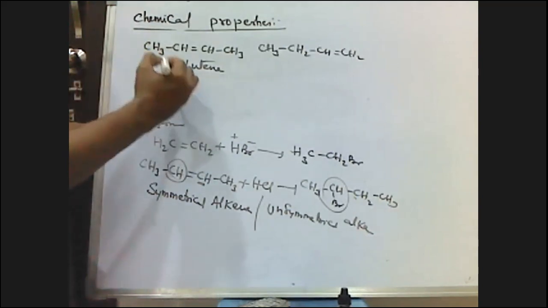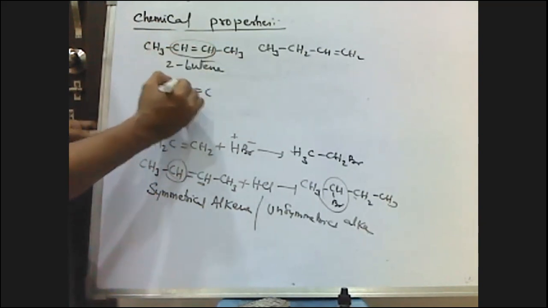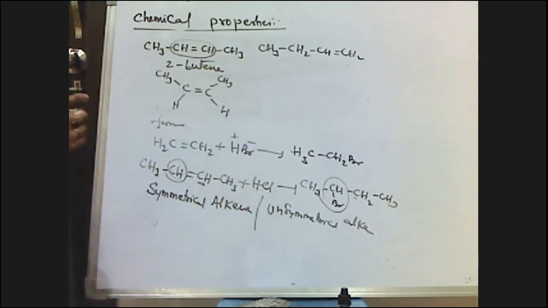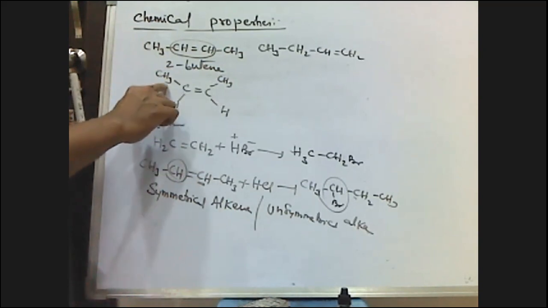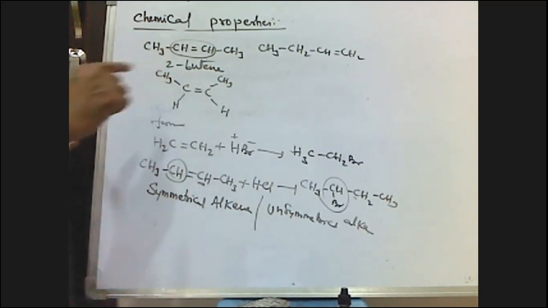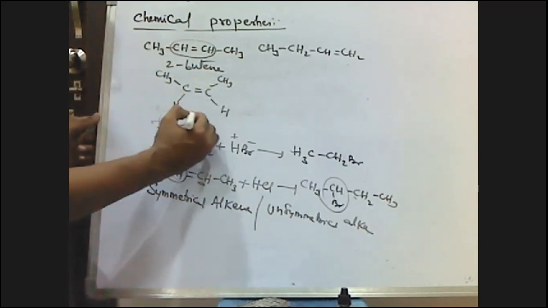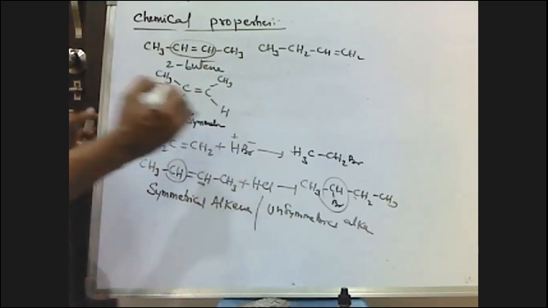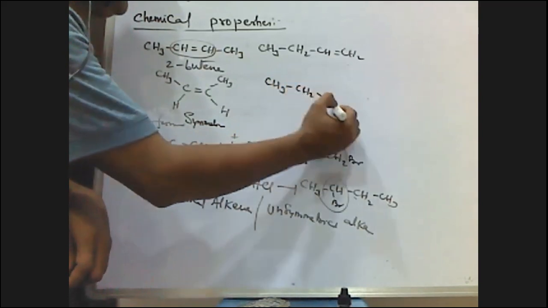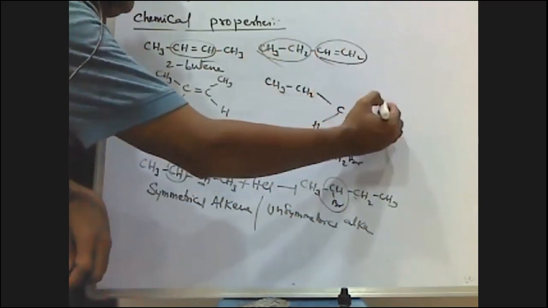Right? So here, what are the groups attached to this carbon-carbon double bond? One is hydrogen on this side, another is methyl. This side also methyl and hydrogen. Whatever groups are present, all are the same. The left-hand side has one methyl and one hydrogen. If the same types of groups are present on both sides of the carbon-carbon double bond, it is called symmetrical. If different groups are attached, you see here, this is an ethyl group. This is the carbon-carbon double bond. One hydrogen and one ethyl group here; here both are hydrogens.